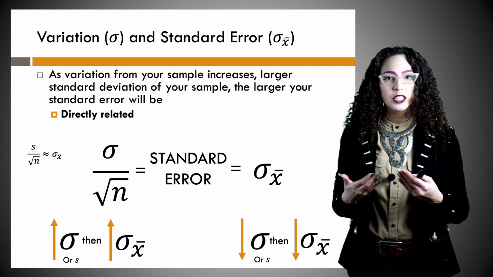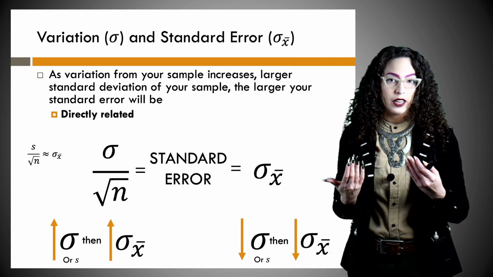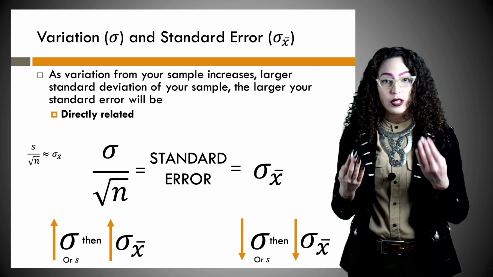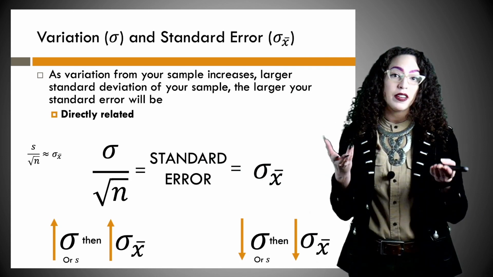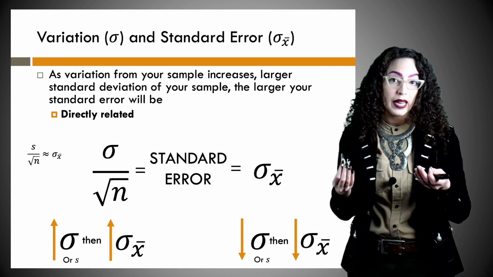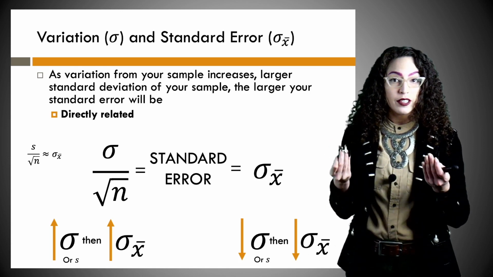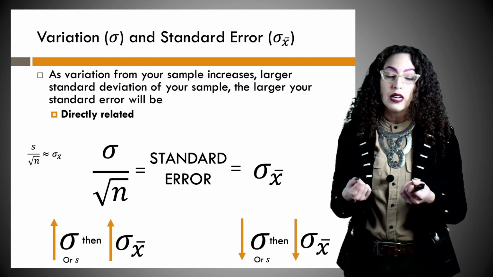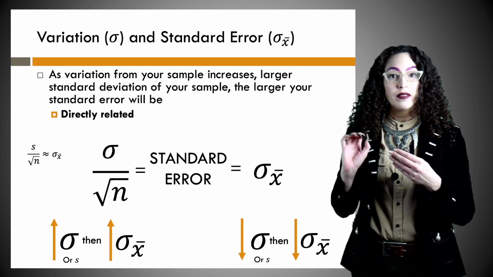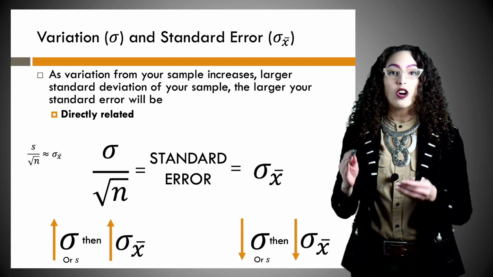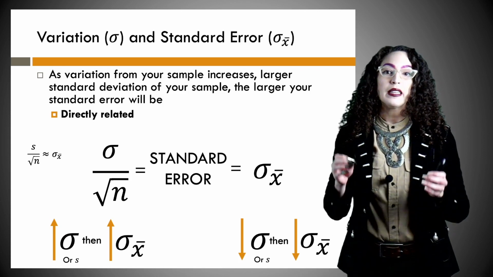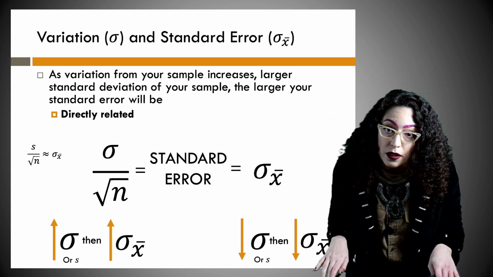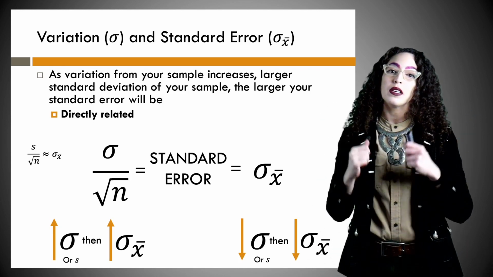Now let's look at the relationship between variation and standard error. If your population or your sample had really high variation to begin with, so a really high standard deviation, your standard error will also go up. So in this case, variation and standard error are directly related, meaning that if one goes down, the other goes down. If one goes up, the other goes up.